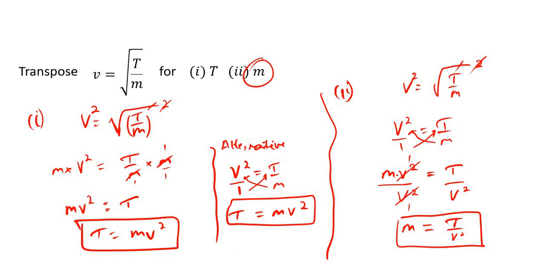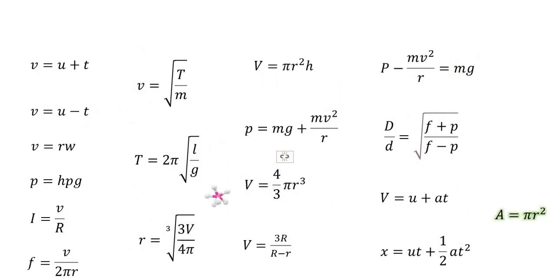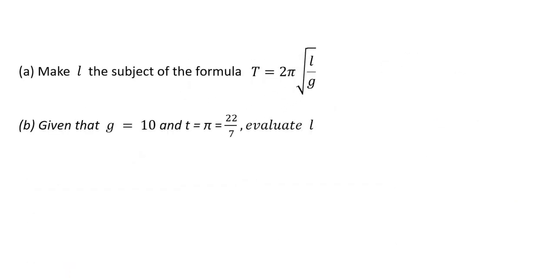Okay, so now let's look at the next question. Okay, so we have two parts here. We have to evaluate L once we're given the values of G and T. So that's part B, by the way.